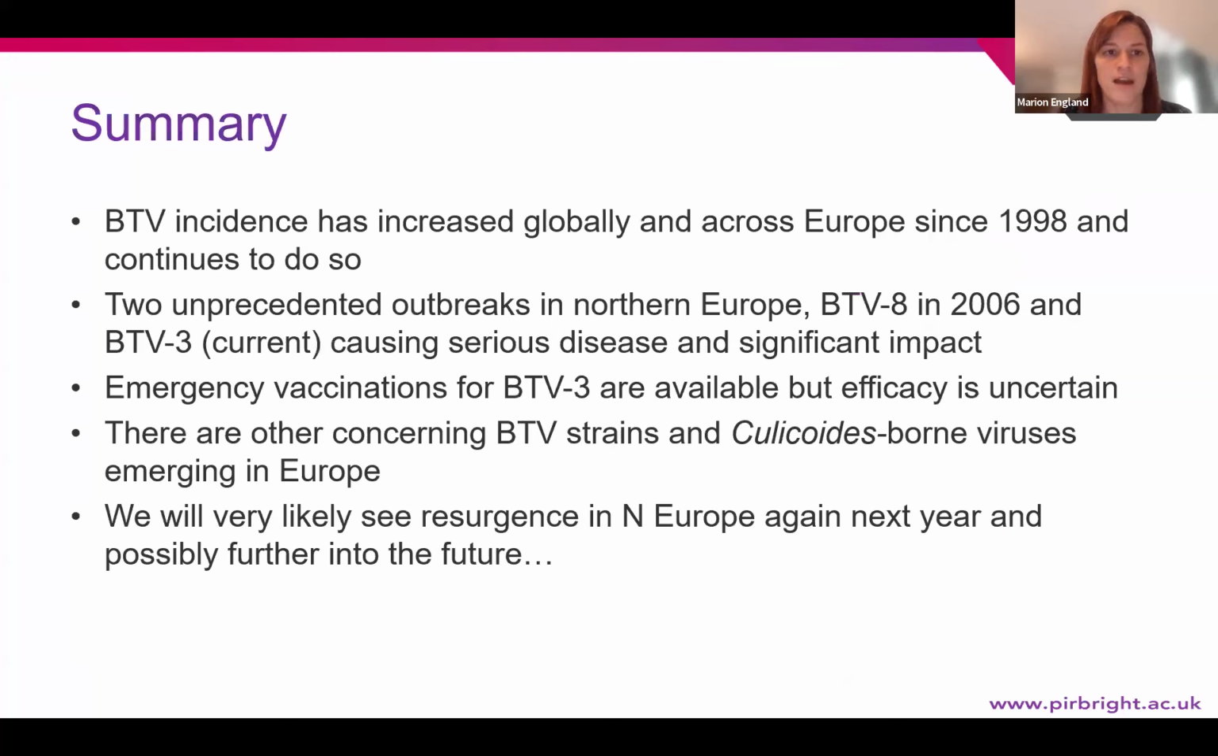Right, so in summary, BTV incidence has increased globally and across Europe since 1998 and continues to do so. We've had two unprecedented outbreaks, so BTV8 in 2006 and BTV3, which we're currently experiencing at the moment. Emergency vaccinations are available, but we're unsure how well they're working at the moment, given what happened in the Netherlands after they vaccinated. And there are other concerning strains around and other Culicoides-borne viruses like EHDV close to us. So we'll very likely see resurgence of blue tongue virus in 2025 and possibly also epizootic hemorrhagic disease virus entering the UK.